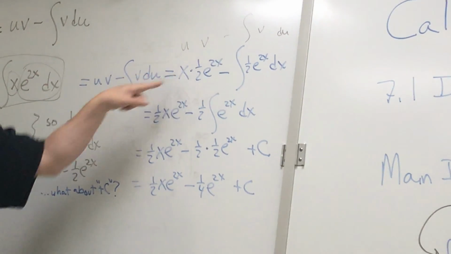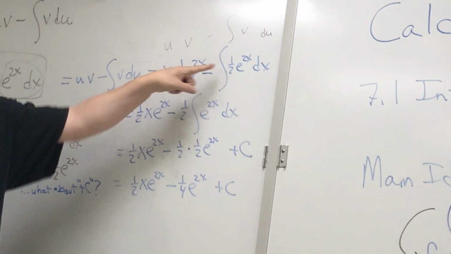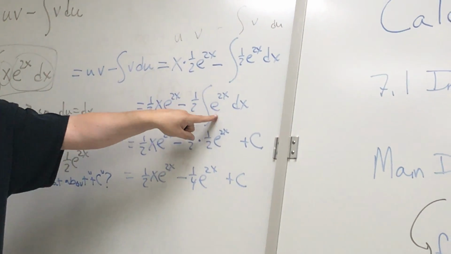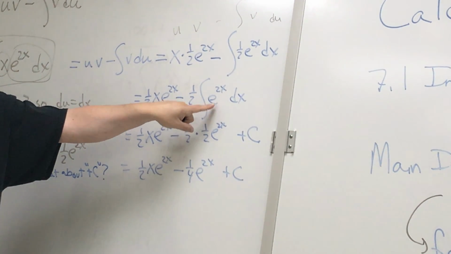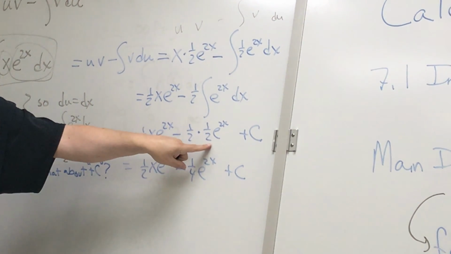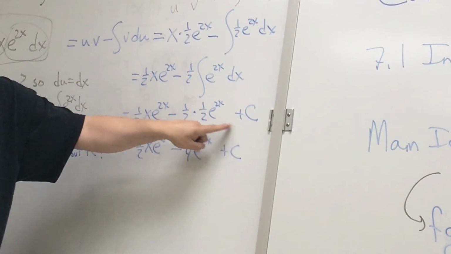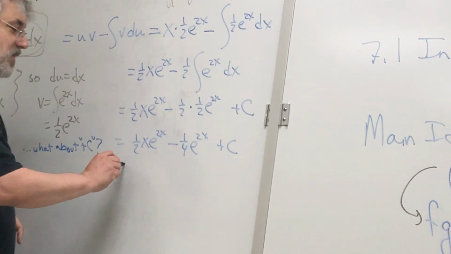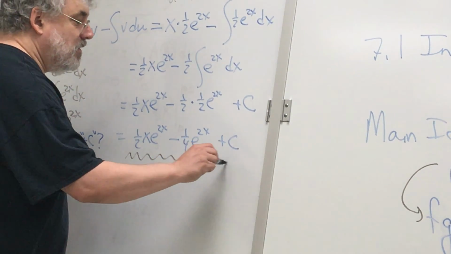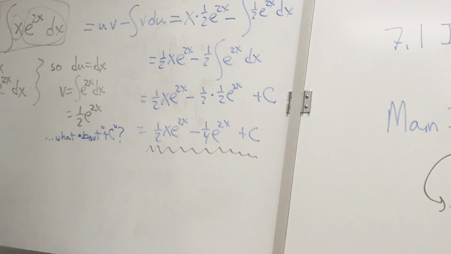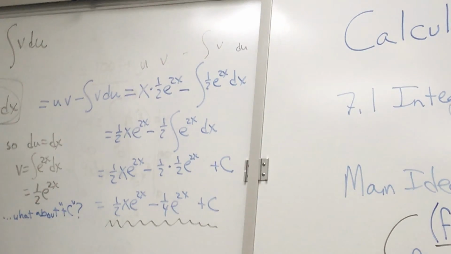Then I'm going to rearrange, put the half out here because it looks nicer. Pull the half out here because it's easier to work with because this is an integral we just did. So we know this integral, it's 1/2 e to the 2x. So I just do that, and now I'm putting the plus c. Multiplying it all out, and here you go. There's our integral. That's the integral of x e to the 2x.